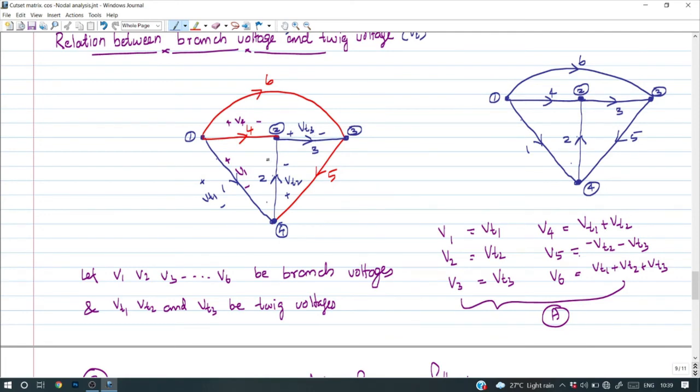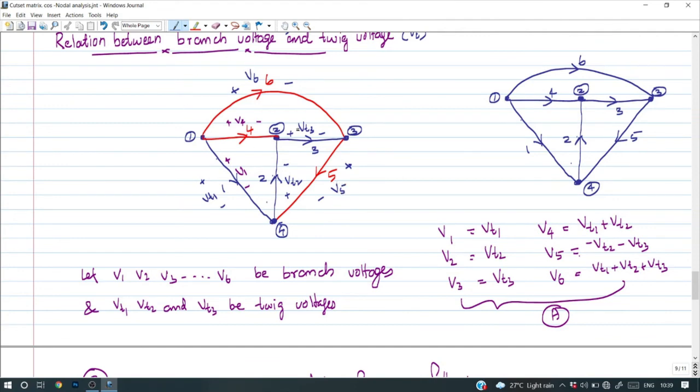And all branch voltage potentials we can mark like this. This is plus 1, minus, based on this current direction. Here plus 1, here minus 1 will come. So this is V6, and this is plus 1, this is minus 1 for V5, and so on.